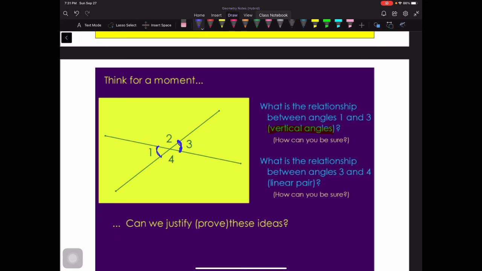What are the angle relationship between 3 and 4? Hint, it says it right here. It's a linear pair. Let's take a look here. So 3 and 4, here's 3, here's 4 right here. They form this straight line, meaning they're supplementary or a linear pair.